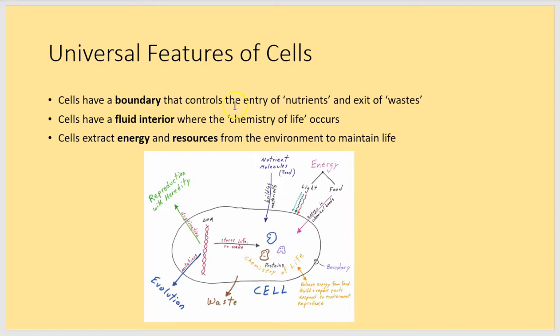Cells have a boundary that controls the entry of nutrients and the exit of wastes. Cells have a fluid interior where the chemistry of life occurs. You'll recall most of the mass of a cell is water, and the fluid inside the cell is called cytoplasm. Cells extract energy and resources from the environment to maintain life. Many kinds of cells import molecules as food and energy, as it were, but photosynthetic organisms capture the energy in light.